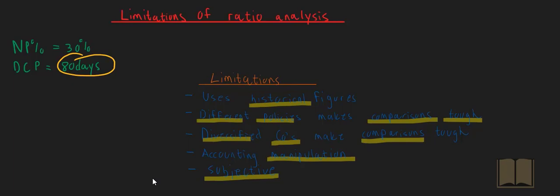For a grocery store, 80 days is extremely bad to wait for money for goods that you've sold to your customers. But for a company that, say, sells ships or sells airplanes, then an 80-day waiting period in order to receive your funds, your millions of rands, is extremely good. So therefore, ratio analysis has limitations because it is extremely subjective.